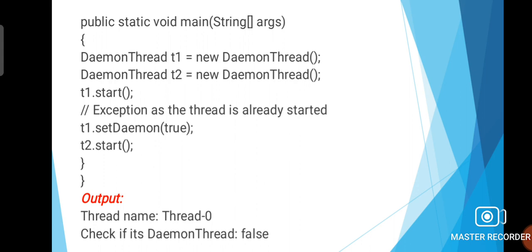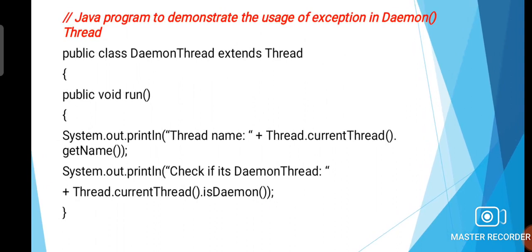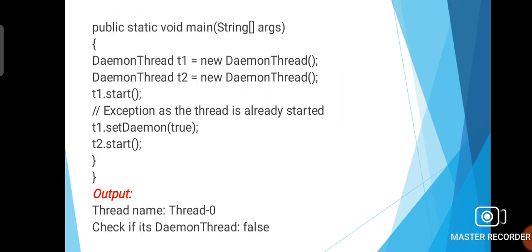Okay. So since T1 is daemon thread, when the T1 thread is executed, the run method will be called and gets executed. Inside the run method, when we call the method isDaemon, it will produce the true result. So the corresponding thread name will be printed. The current thread name is the default name, Thread-0.